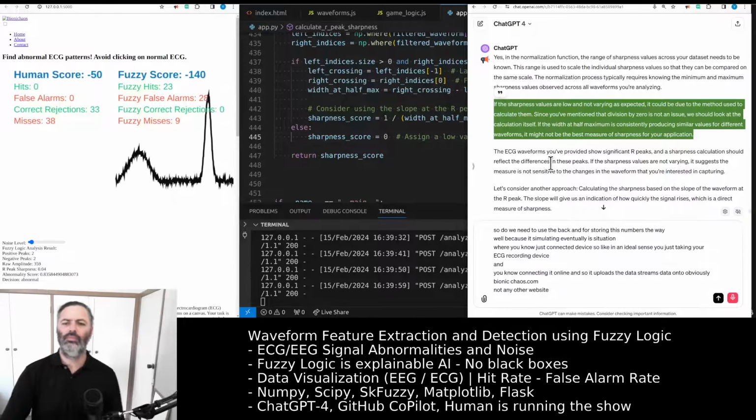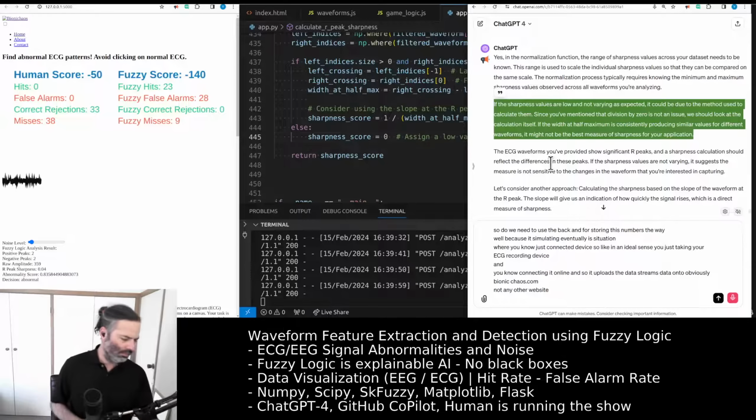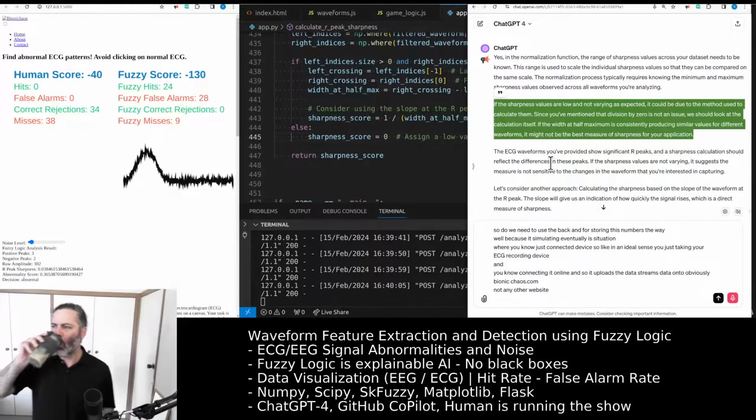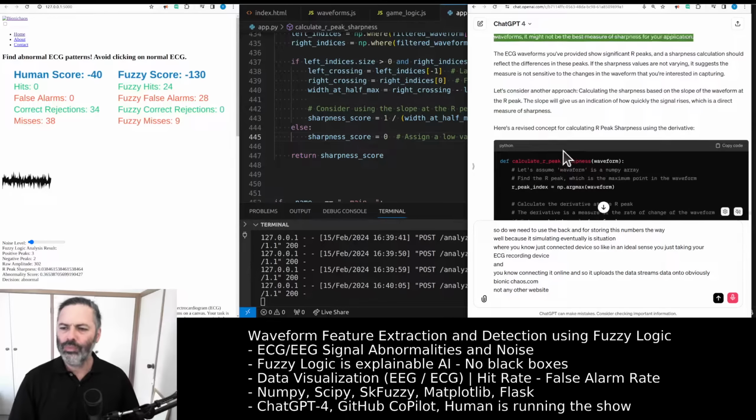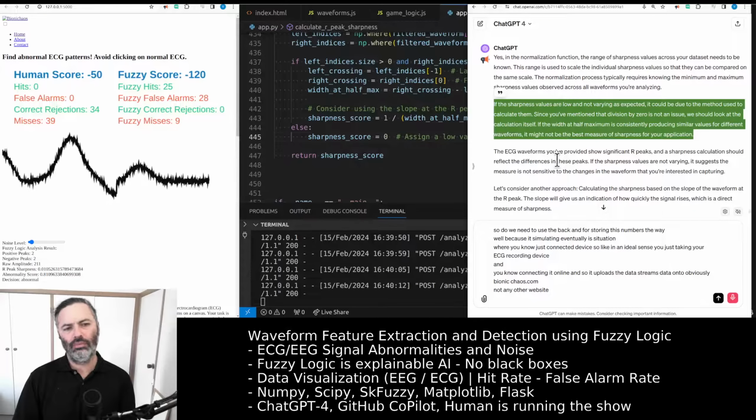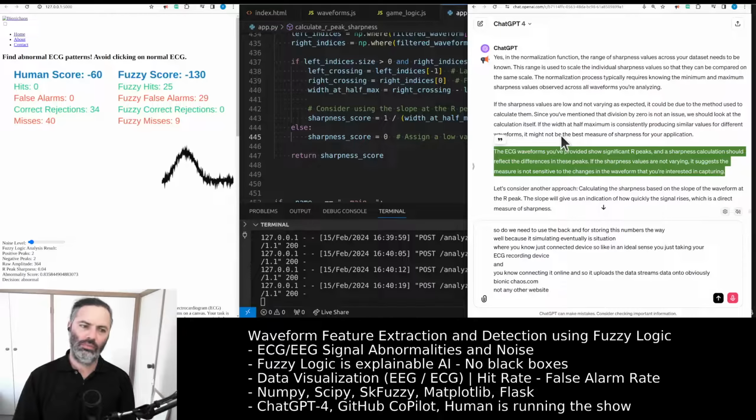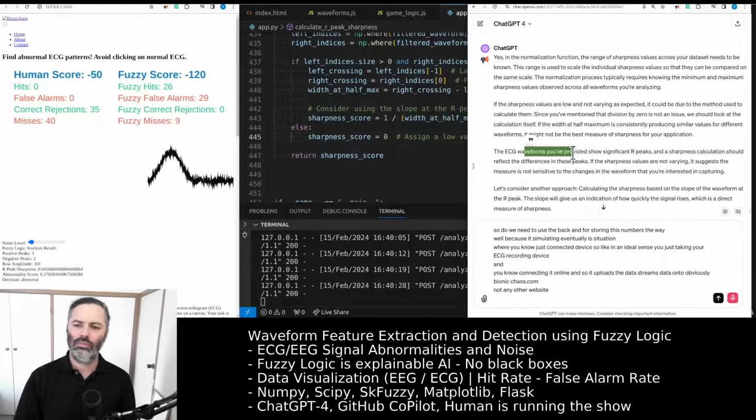If the sharpness values are low and not varying as expected, it could be due to the method used to calculate them. Since you've mentioned that division by 0 is not an issue, we should look at the calculation itself. If the width at half maximum is consistently producing similar values for different waveforms, it might not be the best measure of sharpness for your application. The ECG waveforms you've provided show significant R peaks, and a sharpness calculation should reflect the differences in these peaks. If the sharpness values are not varying, it suggests the measure is not sensitive to the changes in the waveform that you're interested in capturing.